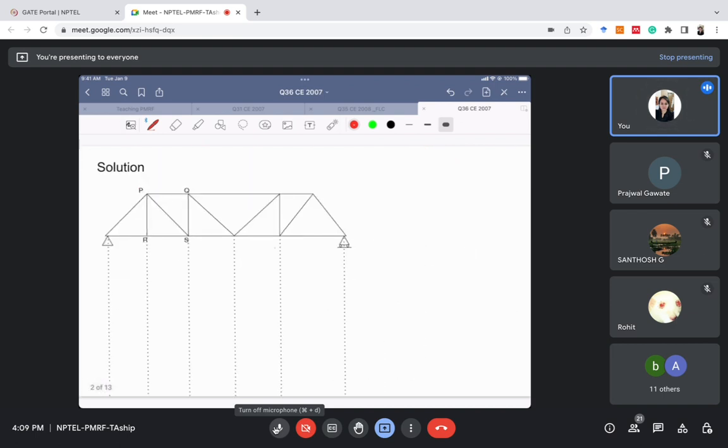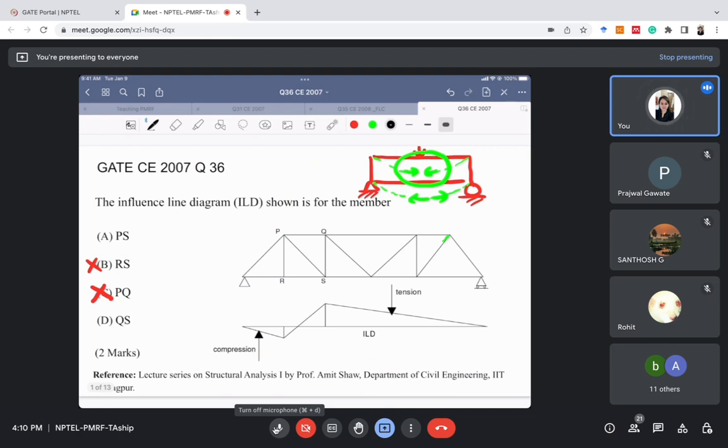So how to draw the ILD for member PS? From the definition of ILD we have seen that we have to take a point load and move it to different points in the truss. So we'll take a point load here and move it along this line. We are drawing the ILD for member PS now, and then we can check it for QS also.